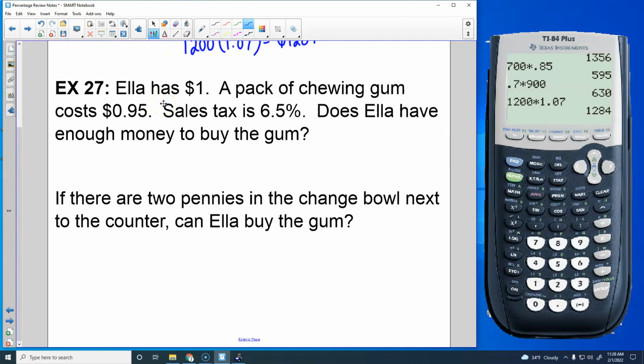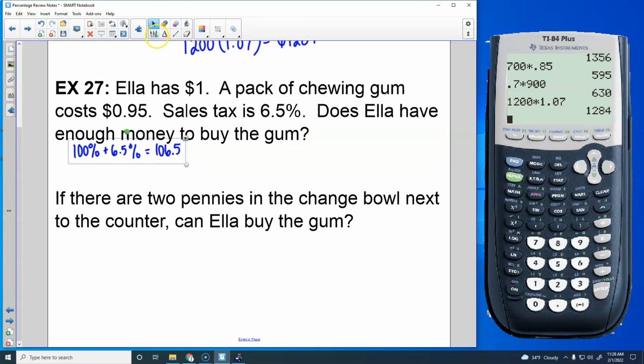Ella has $1. A pack of chewing gum costs 95 cents. Sales tax is 6.5%. Does Ella have enough money to buy the gum? All right, so sales tax this time is 6.5%. So you have to pay 100% of the price plus 6.5%. I'm writing this down just to be really clear, but this part you can do in your head. That's 106.5%.